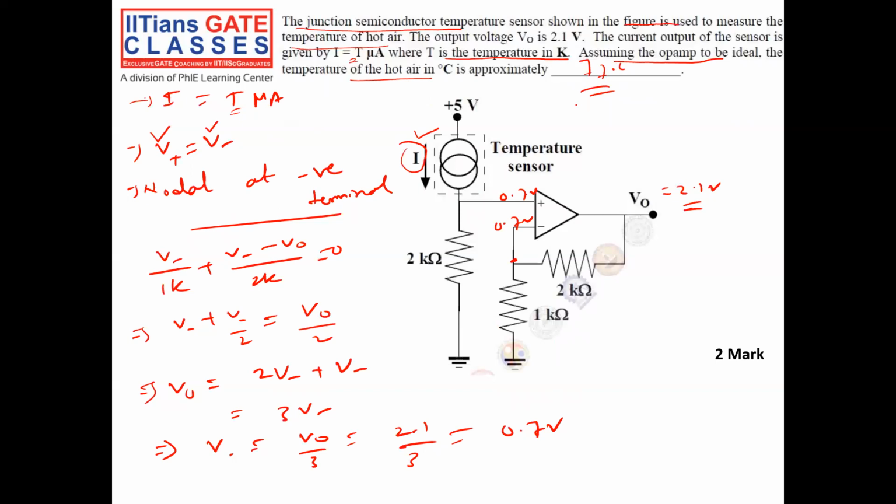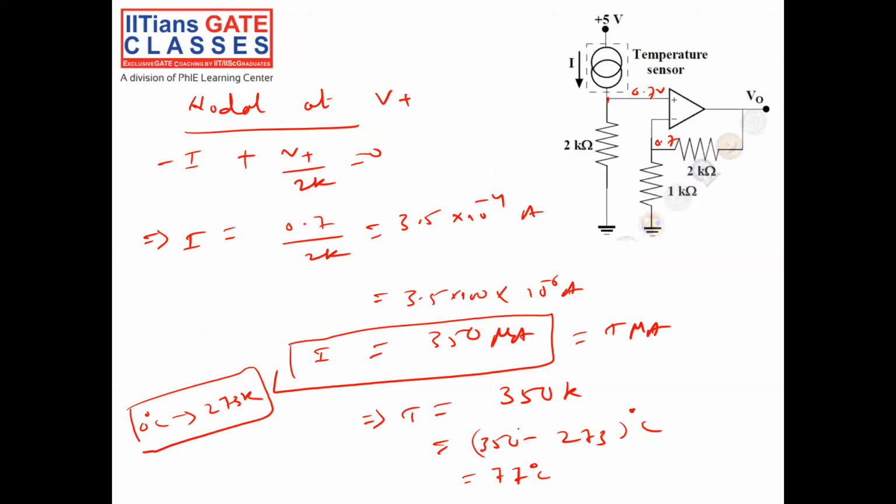So it's an easy question. We have to find out the current I. If I can know I, I can know T, then I express T in degree Celsius from Kelvin. Here I have expressed it in degree Celsius. So this is the easy question.